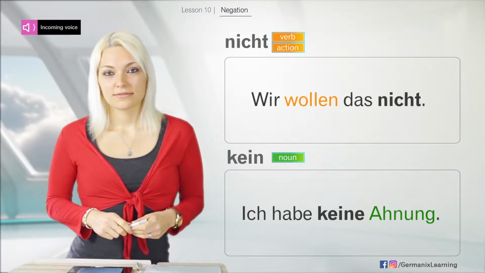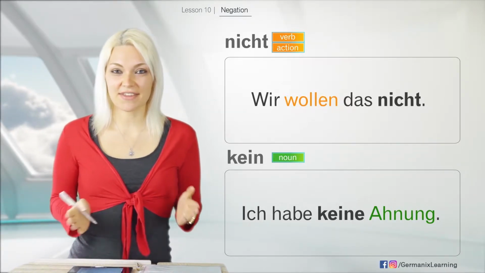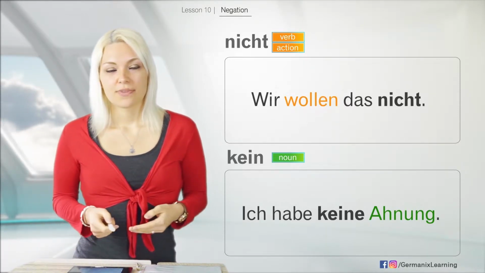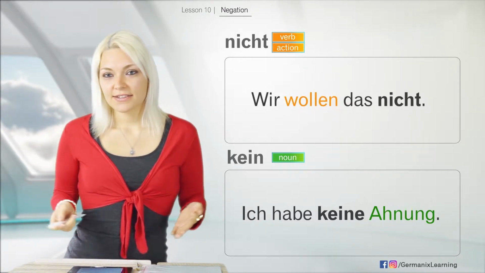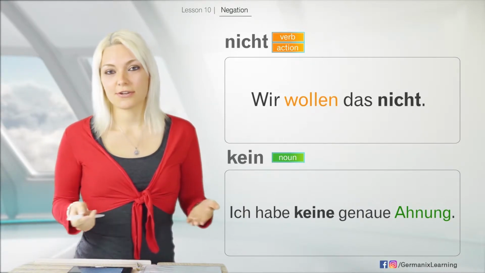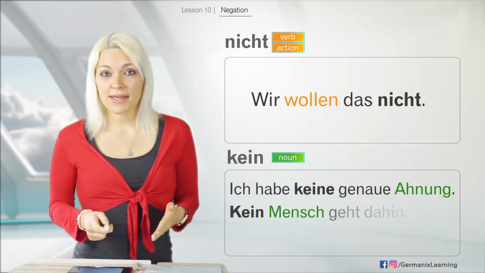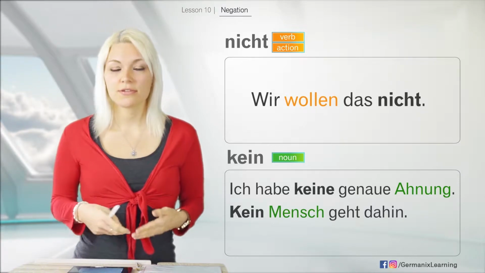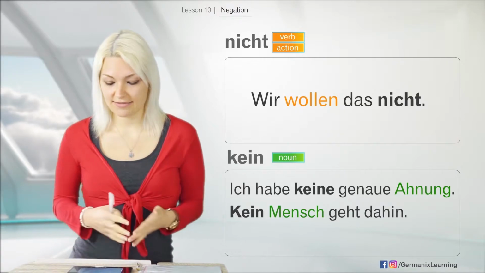So I can't say, ich habe Ahnung keine. No, because articles always precede the nouns. Always. Just like adjectives. So if you want to add an adjective into that, keine genaue Ahnung, I have no specific idea, for example, then the adjective goes right in the middle. Another example, kein Mensch geht dahin. No one goes there. So, kein Mensch, no human goes there, geht dahin. Kein Mensch geht dahin. Again, we have kein, we can't use nicht.